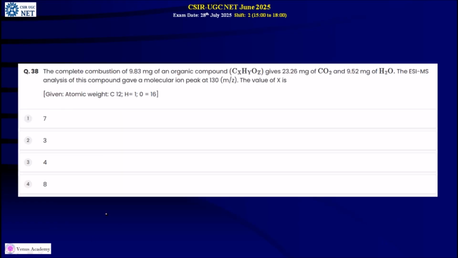Next, question number 38. The complete combustion of 9.83 mg of an organic compound CxHyOz gives 23.26 mg of carbon dioxide and 9.52 mg of water. The ESI mass analysis of this compound gives a molecular ion peak at 130 m/z. The value of x is? Given atomic weights: yes, we know carbon 12, hydrogen 1 and oxygen 16. The correct option for this question is option number 4, students.